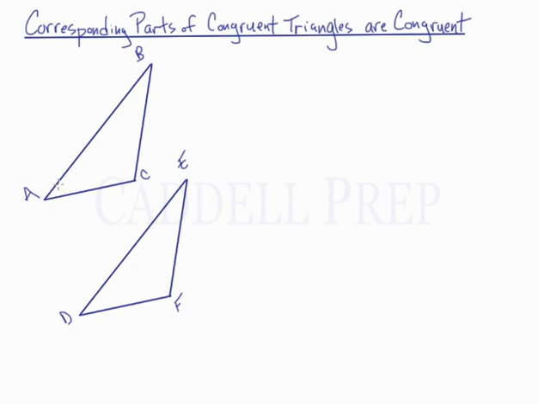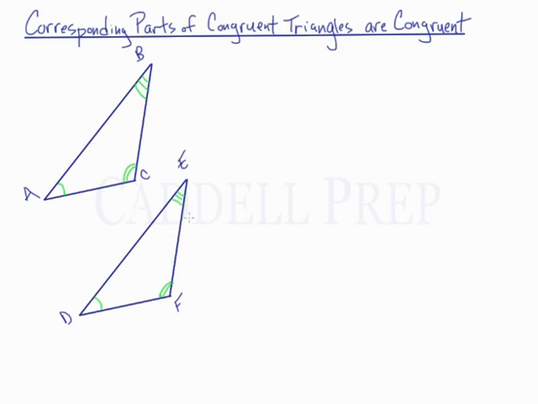So, for example, in this triangle, angle A corresponds to angle D, so they're congruent to each other. Also, angle C corresponds to angle F, so these are congruent. And then angle E corresponds to angle B. These are congruent.